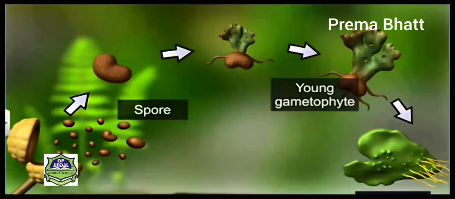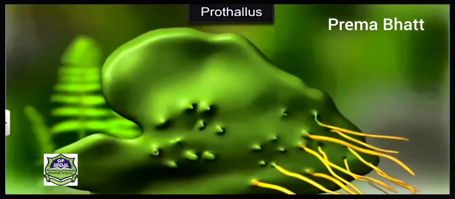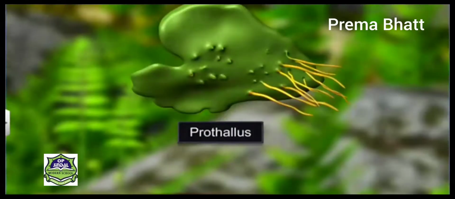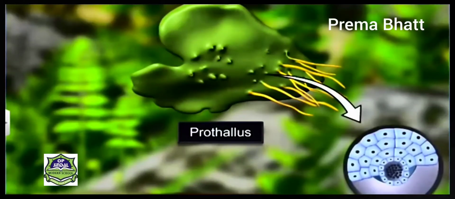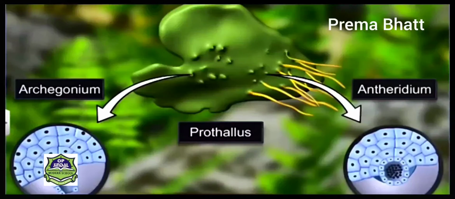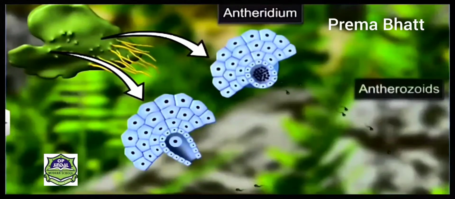They again grow into a small young gametophyte known as prothallus, which is green, heart shaped and independent to live, and these prothalli develop the gametophyte. They bear antheridia and archegonia. Antheridia, as I told you in the previous part, are male parts and archegonia are female parts.